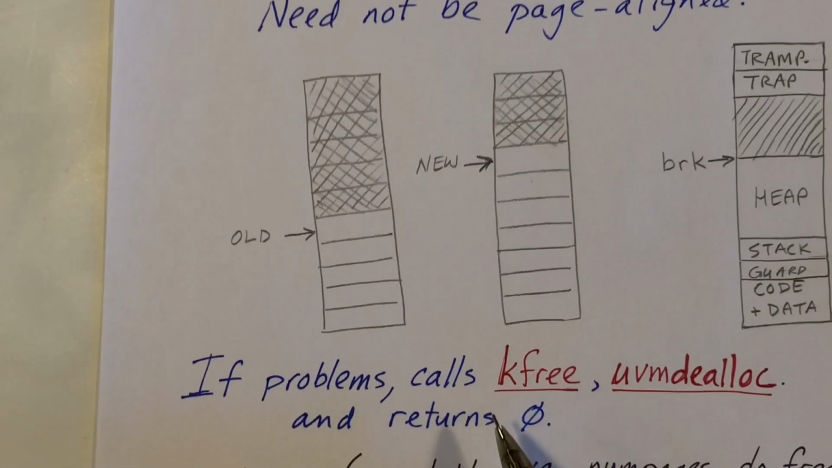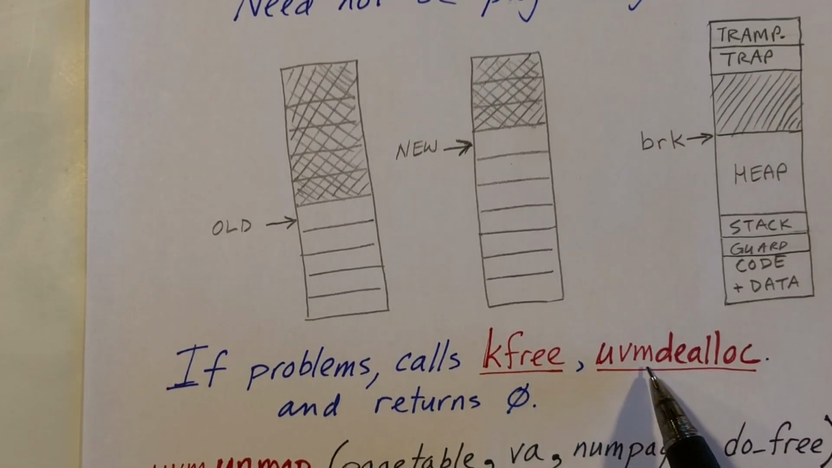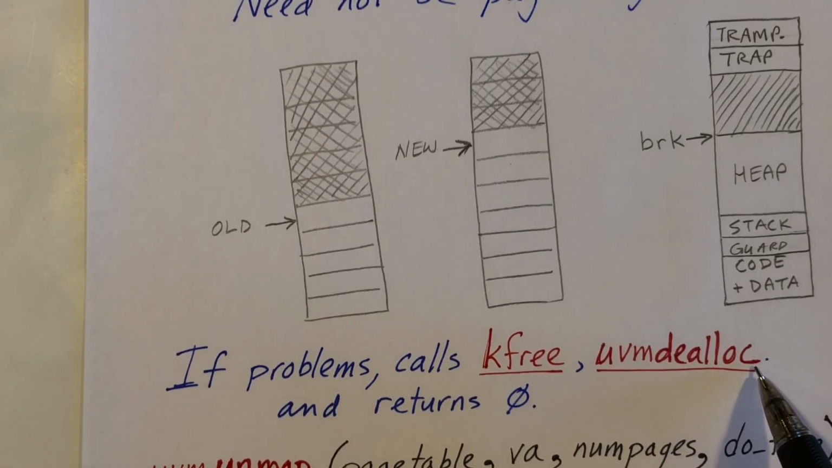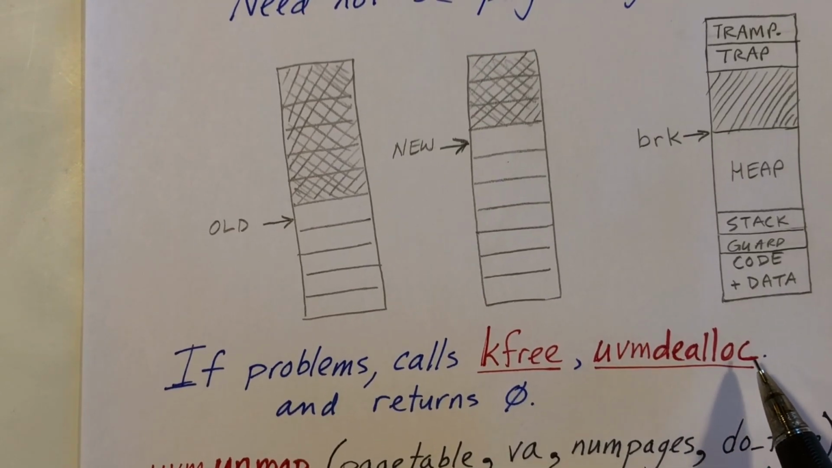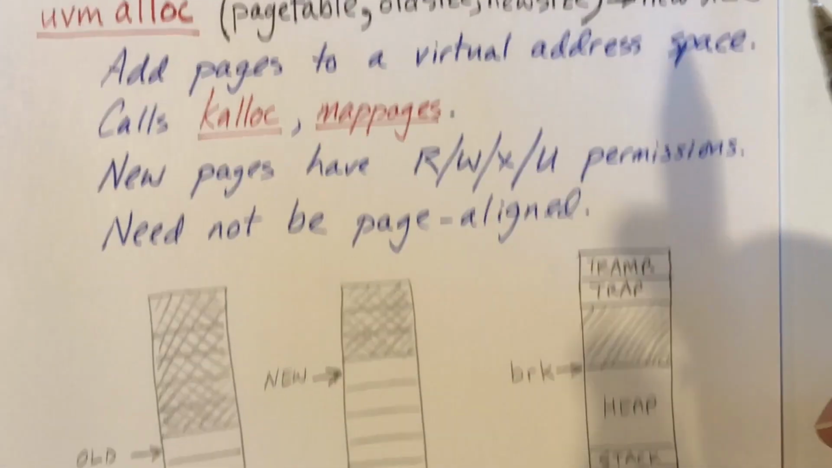If there are any problems, this function will call kfree and uvmdealloc, which I'll discuss in a second, to basically return all the pages to the free pool and restore the page table to what it was before, as well as returning a 0 to indicate that it has failed.